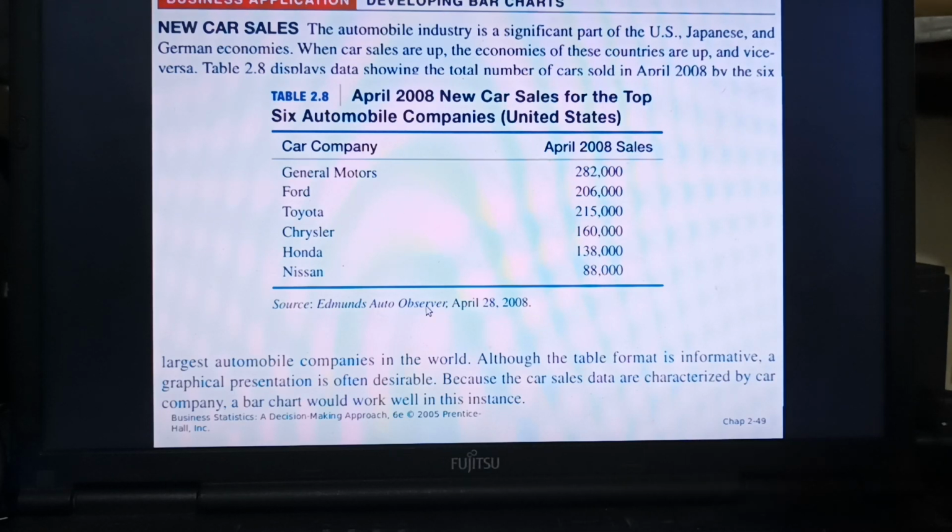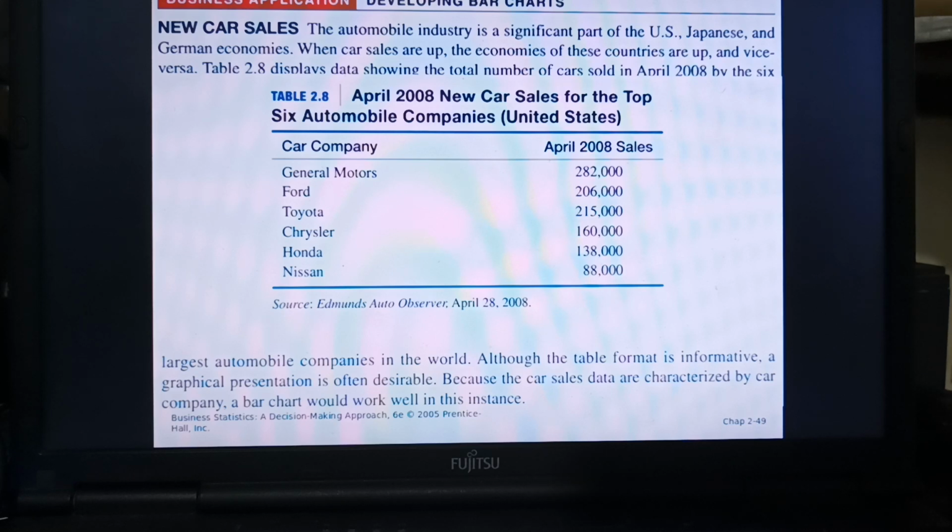Now, a business application for developing bar charts. This is about new car sales. The automobile industry is a significant part of the US, Japanese, and German economies. When car sales are up, the economies of these countries are also up, and vice versa. Table 2.8 displays data showing the total number of cars sold in April 2008 by the 6 largest automobile companies in the world.